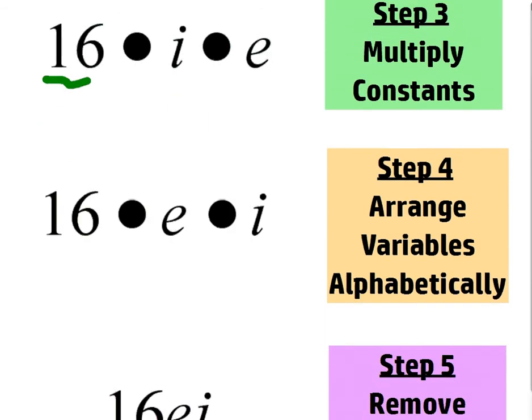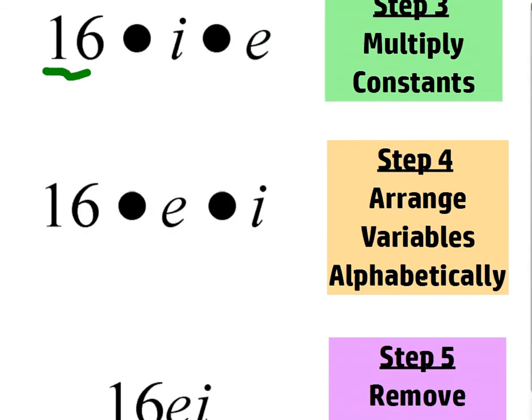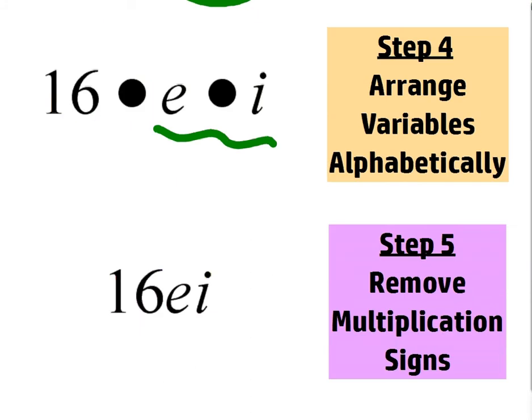next step is to arrange variables alphabetically. Now, these aren't variables, right? But we can treat them as such because they look like it, and really E should come before I. It just looks right, so we're going to put E before I, just like it comes before I in the alphabet.